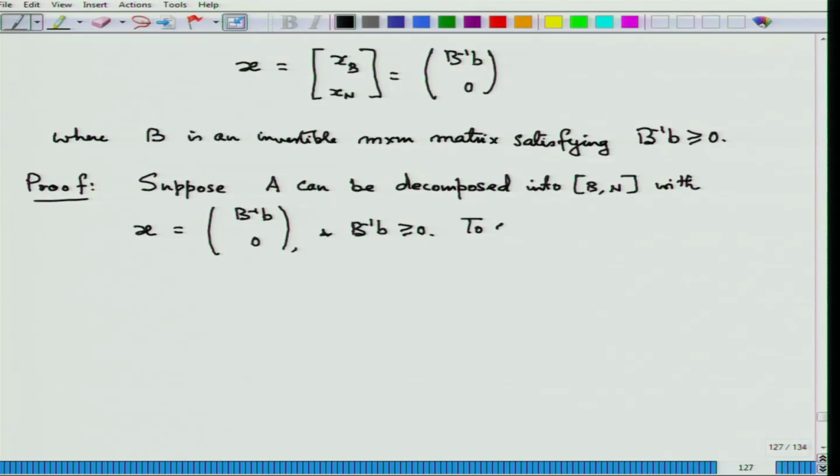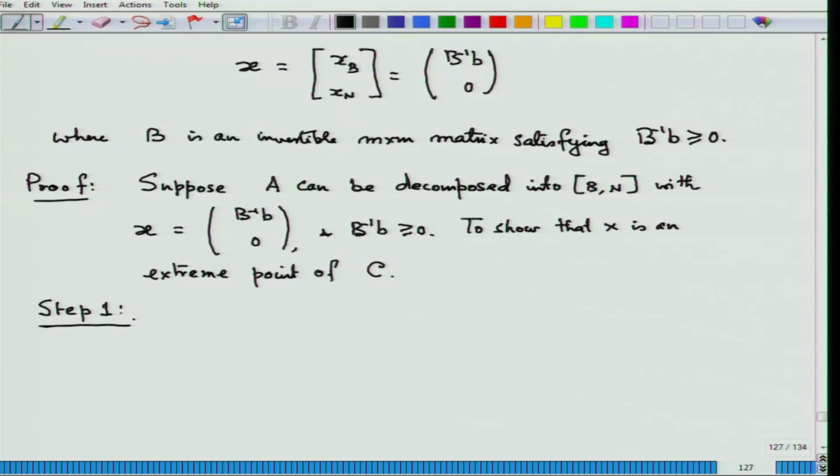Now, to show that x is an extreme point of C, x is of course, if I have this, feasible. So, step 1, let us show that x is feasible. Because I know just this decomposition, I know that x is greater than or equal to 0, all the components are greater than or equal to 0, but I do not know whether it satisfies Ax equal to b, which is a major thing that we have to check.